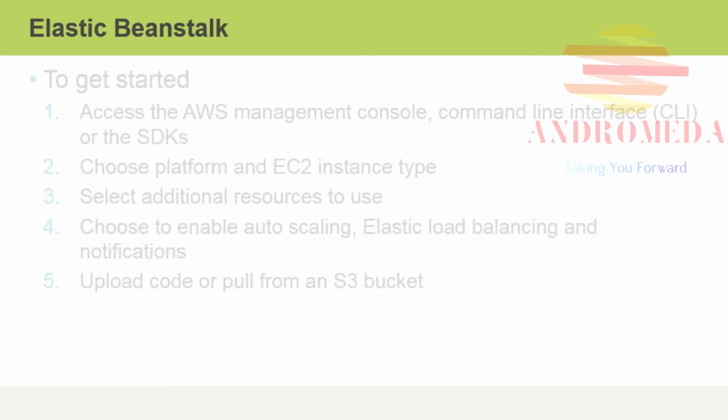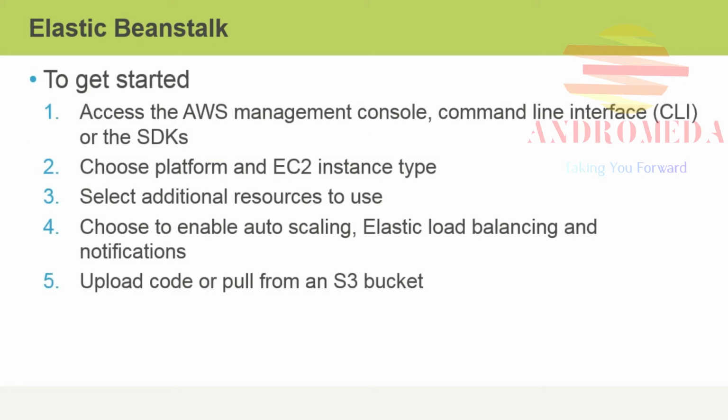To get started with Elastic Beanstalk, access the AWS Management Console, Command Line Interface, or the SDKs. Choose your platform and EC2 instance type. Select additional resources to use, such as VPC and RDS. Choose to enable auto scaling, elastic load balancing, and notifications. And finally, upload code or pull from an Amazon S3 bucket.